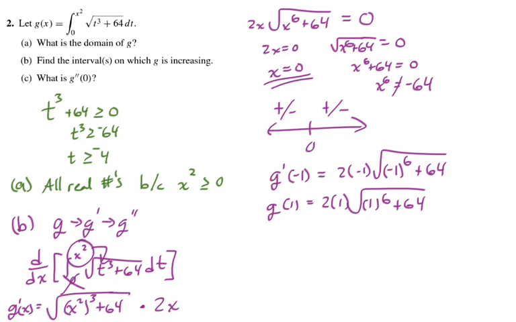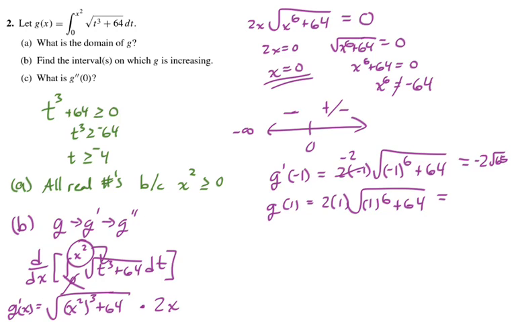Alright, so let's look at when we plug in negative 1, what do we get? We're going to get a negative number right here, negative 2. Inside, we're going to have a positive number because negative 1 raised to the 6th power will give you a positive number. And then you would add 64 to it, which is 65. So we have negative 2 times the square root of 65. That's going to be a negative number. So we're negative on the first interval from negative infinity to 0.